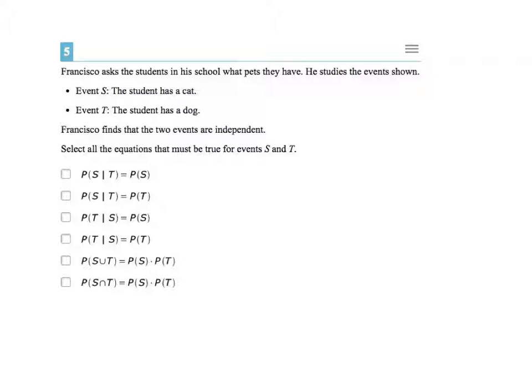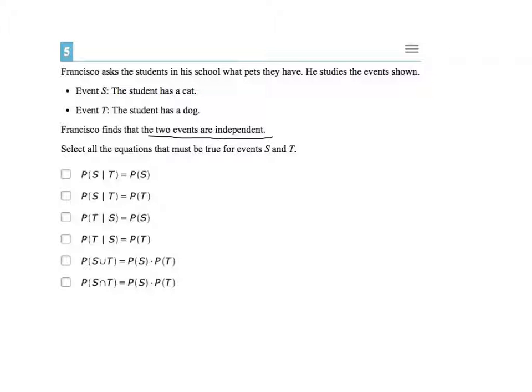So this problem says, Francisco asks students at school what pets they have, and he studies the event shown. Event S is the student has a cat, and T, the student has a dog. And we know that they're independent, so that's very important. Remember, that means one is not influencing the other. Find all the equations that must be true for S and T.